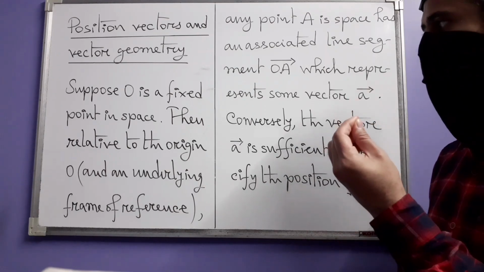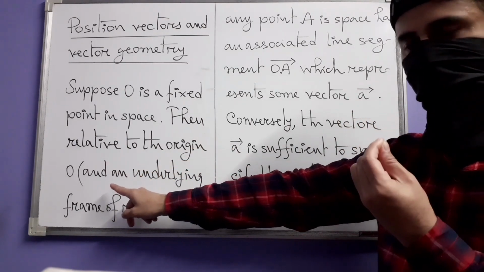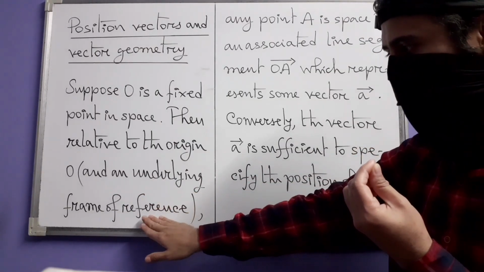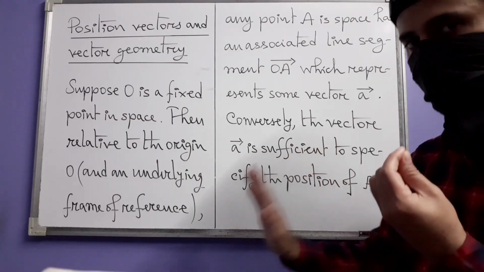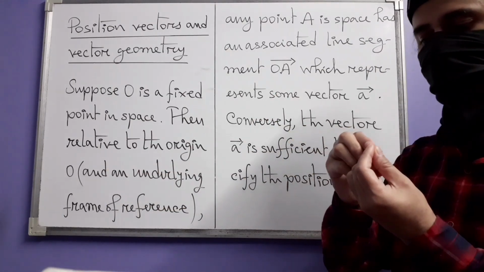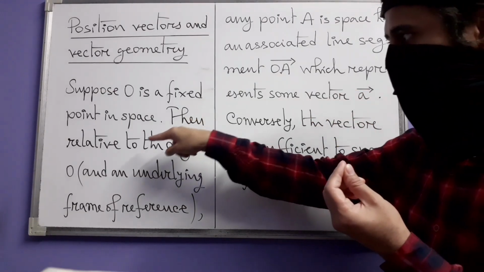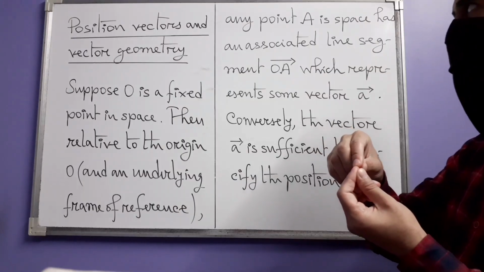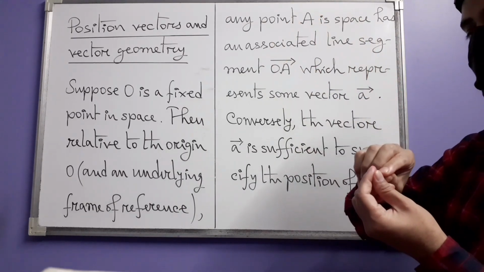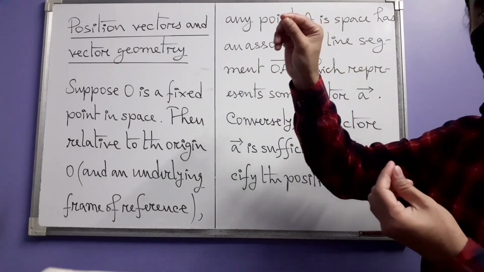So this is O. Then relative to the origin O, relative to O as the origin and an underlying frame of reference. This part is not exactly clear right now, but it will be clear at some point. So you just think of O. We have chosen O, we have fixed it, now it's not going to change. Now relative to this O as the origin, any point A in space, say this is my A, has an associated line segment OA.